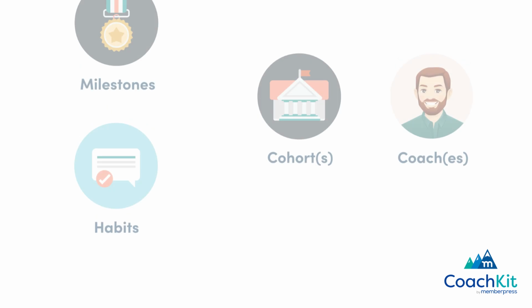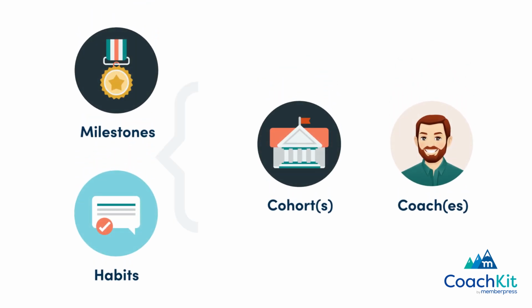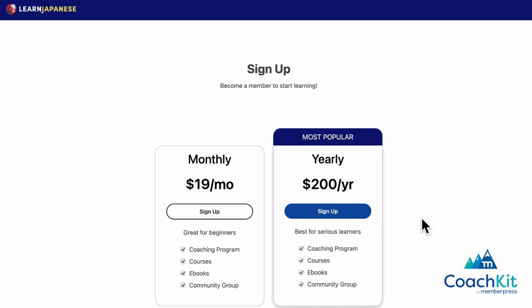So on a program, once you have milestones and habits set up, along with at least one cohort created and a coach assigned to it, your CoachKit coaching program is ready to sell and start taking enrollments. Once you have CoachKit programs completed, they're sold through new or existing memberships with MemberPress. So here's how it works.